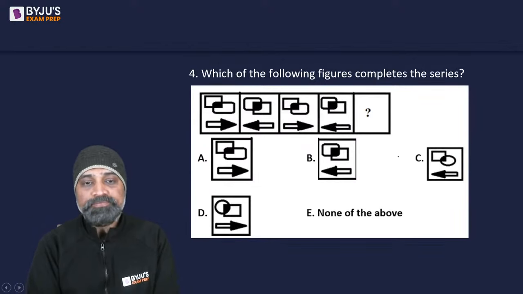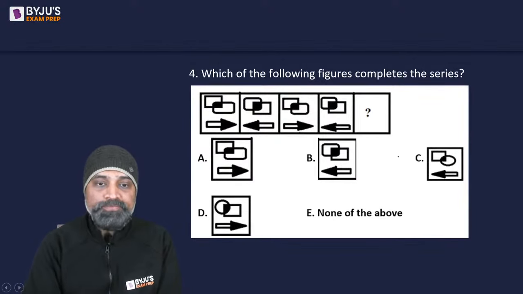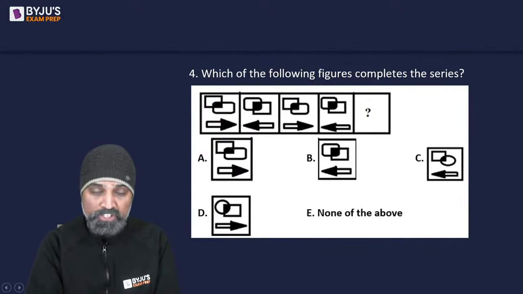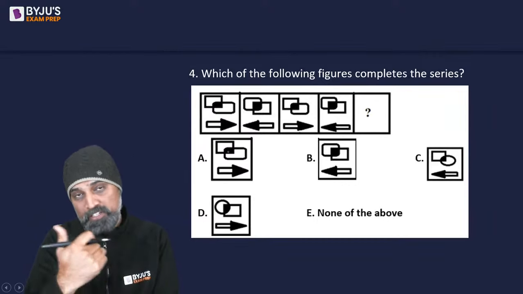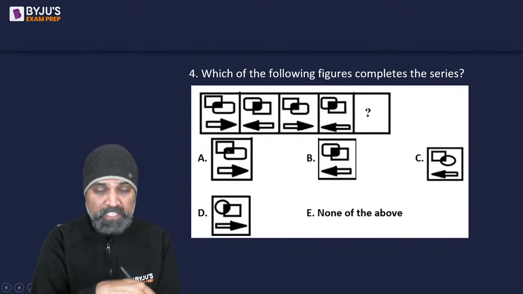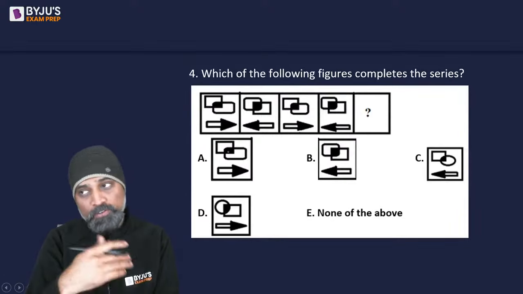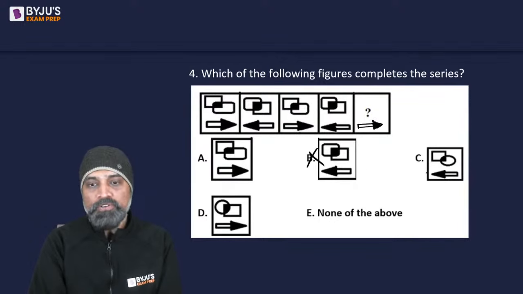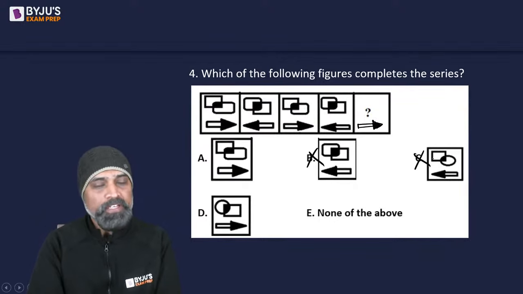Okay, another one. So we have an arrow symbol at the bottom where the arrowhead is shaded with black. The tail is not shaded. So initially it is facing towards the right, then it's facing left, again right, again left. Going by this pattern, in the subsequent figure, it should be facing again towards the right. So the figures that do not follow it, we can straight away cancel out.